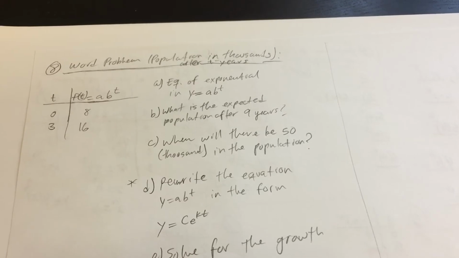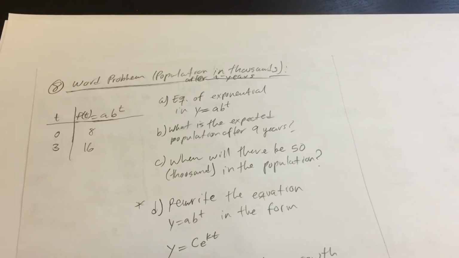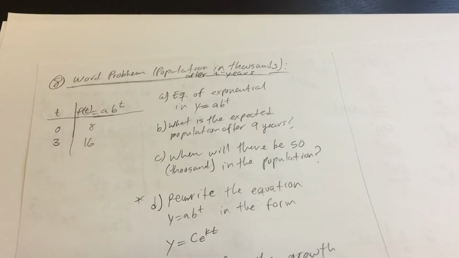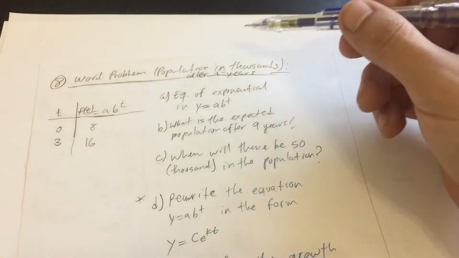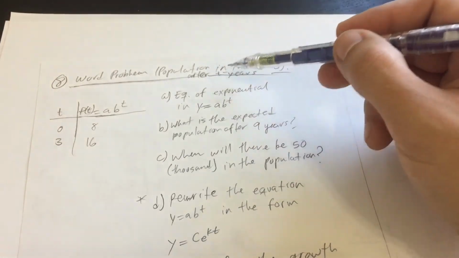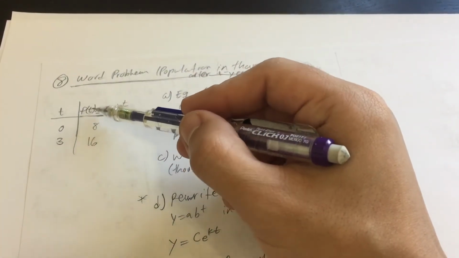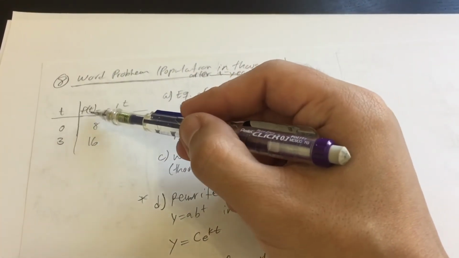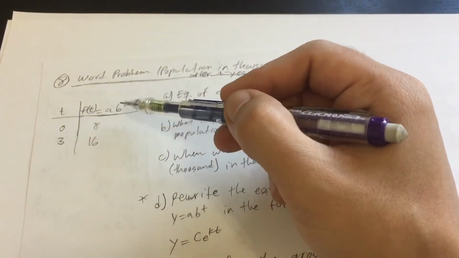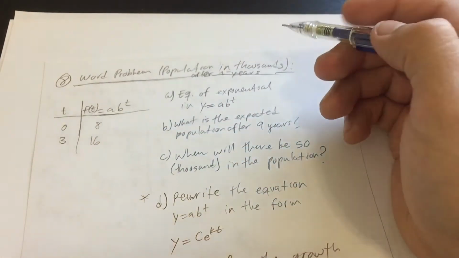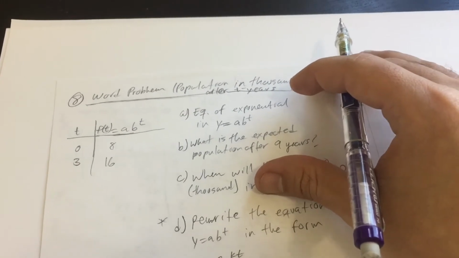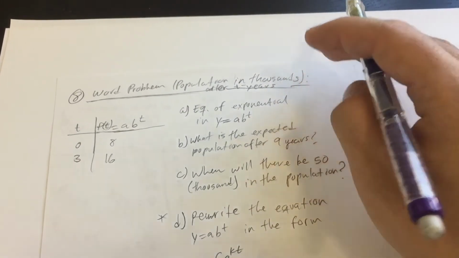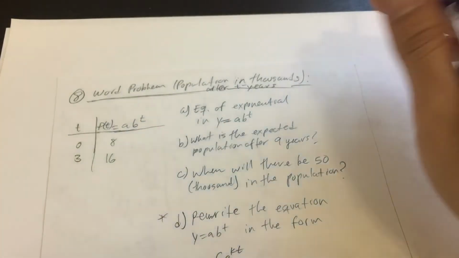Alright, here's a word problem involving these ideas of exponential form of growth and decay. Alright, so we have a population in thousands after t years. P of t stands for population in thousands after t years, and we're going to rewrite this in the form a times b to the t, the exponential form I just exposed you to in the last 7 problems. This is just number 8.